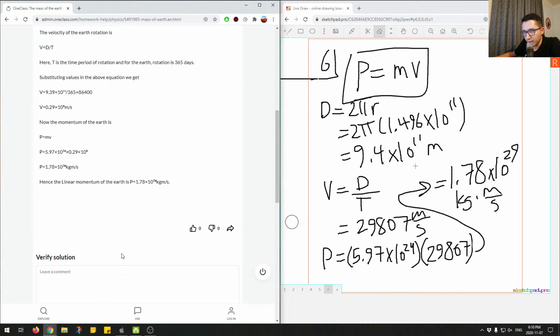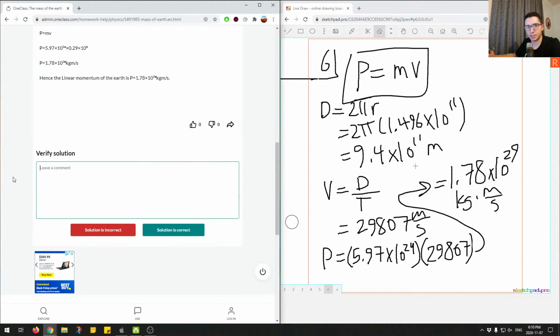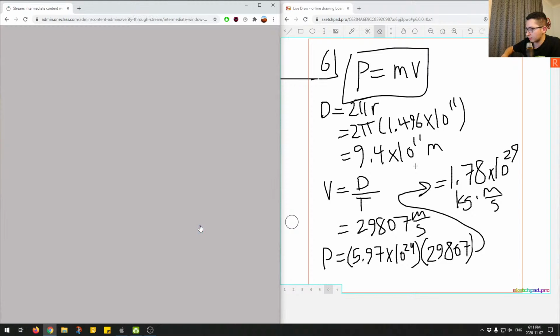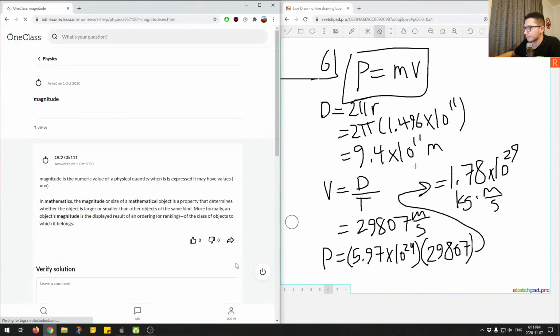So we verified the solution, and this solution is correct. So correct answer. Great job. And mark this as correct. Let's move on to question number 7.